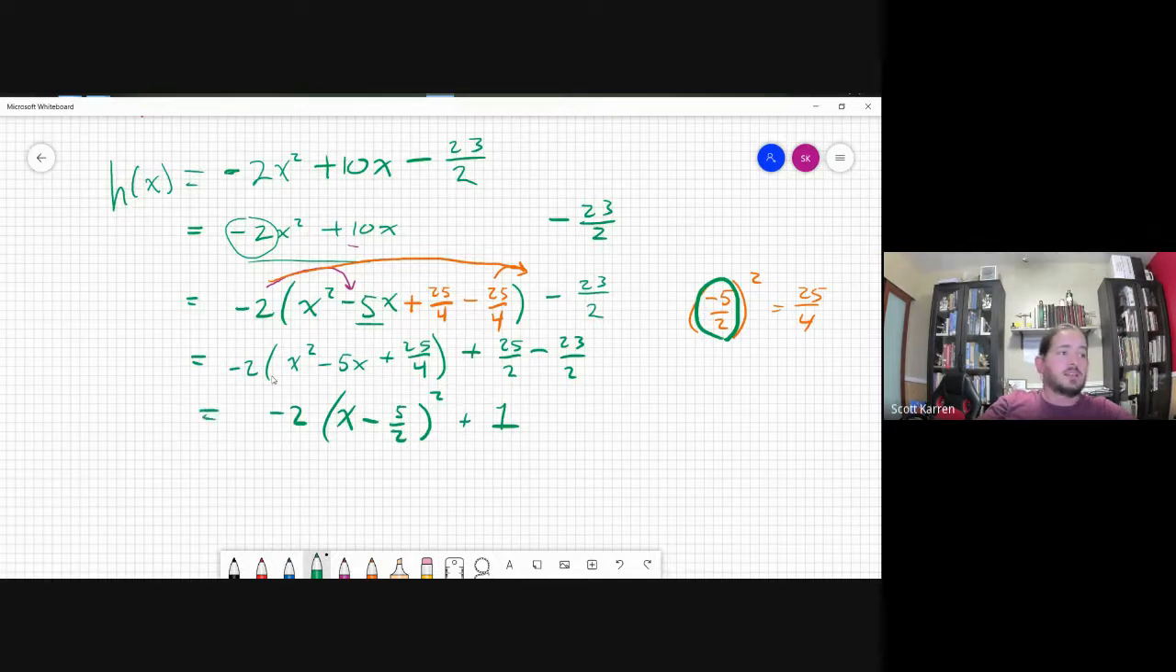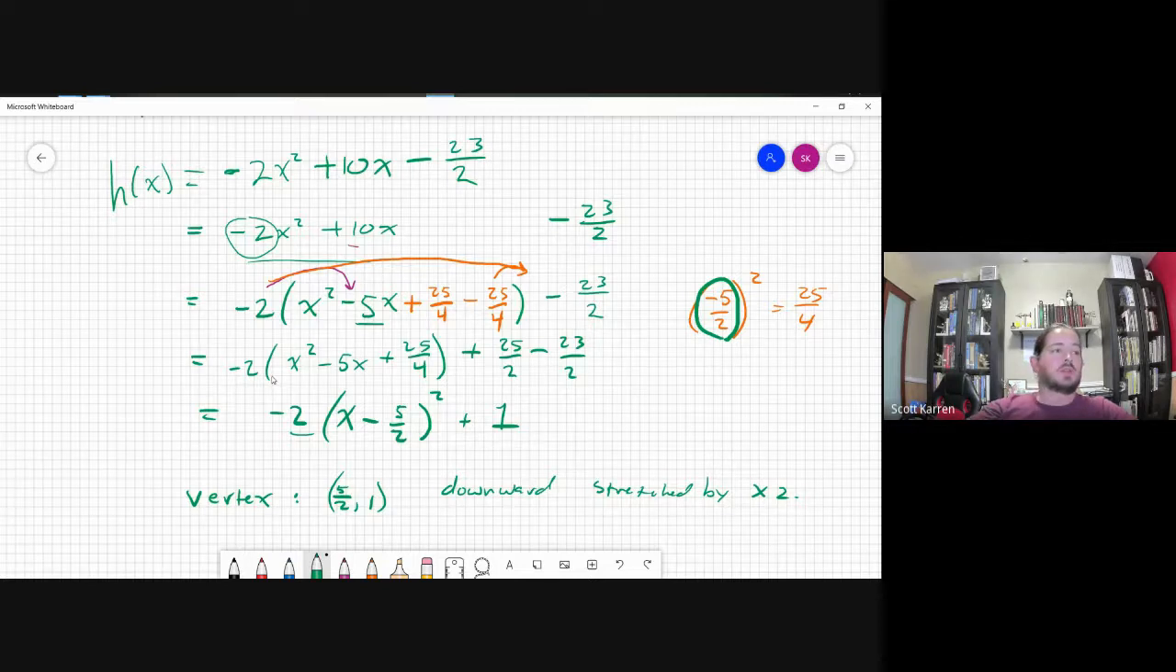And that's it. Therefore, I know that I have a vertex at positive 5 over 2, comma 1. I know this opens down. And I know it's stretched by a factor of 2.